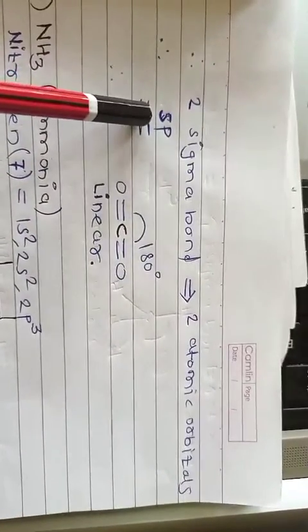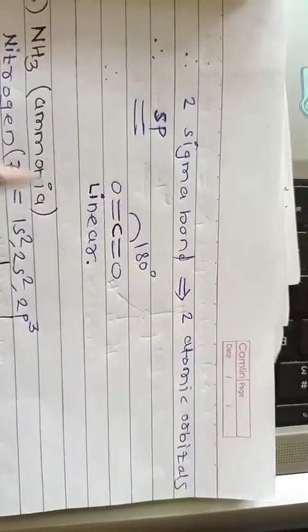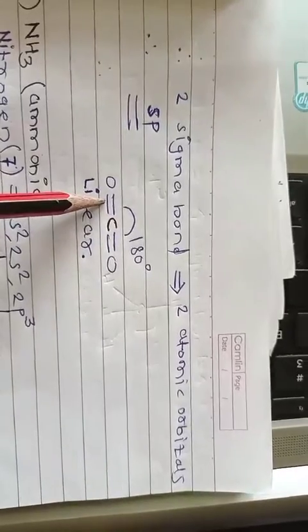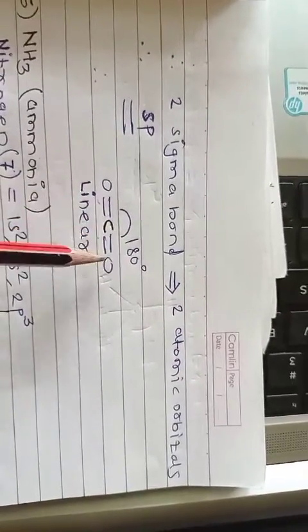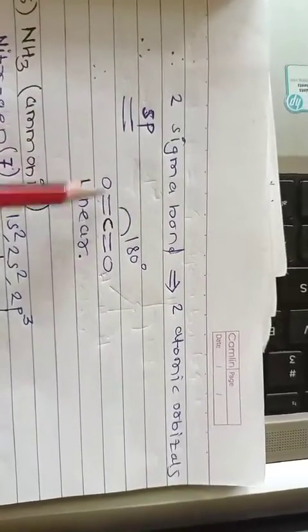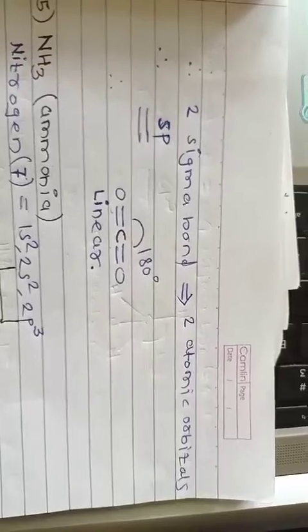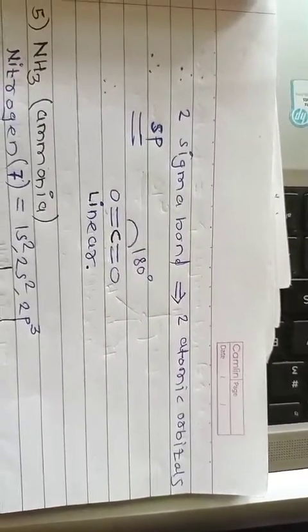In the sense, one s and one p. So there are only two sigma bonds in carbon dioxide, and the possible geometry is linear. This is one sigma bond and this is another sigma bond, and the remaining two pi bonds are present in carbon dioxide, and the bond angle between these two oxygens is 180 degrees. I hope we understand the hybridization of carbon dioxide also.